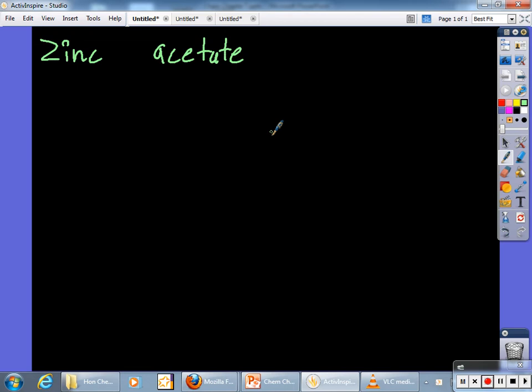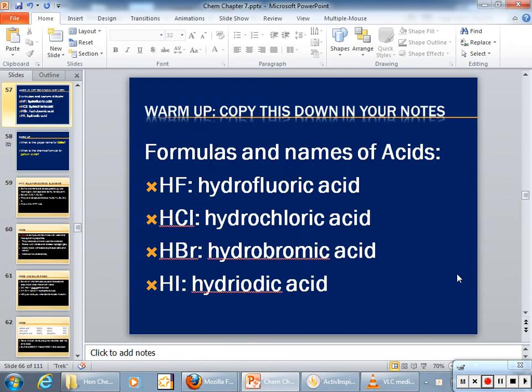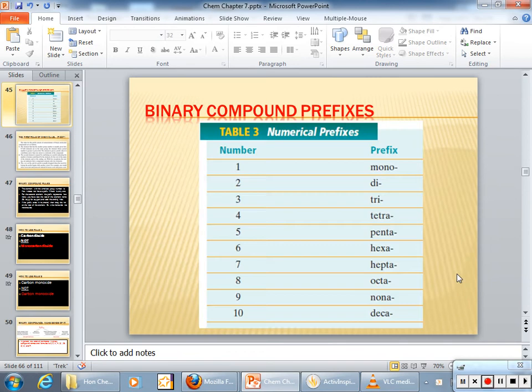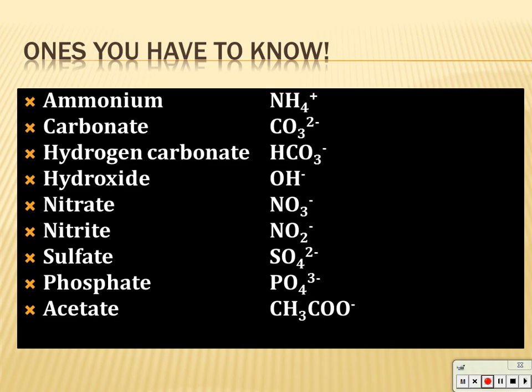Okay, so zinc acetate. First, let me bring up the chart with all the polyatomic ions. Yeah, I think acetate is wrong. Yeah, acetate's just -1, I think. So here are all the polyatomic ions you have to know for the test. Again, these are the only ones that will be on the test. This is it. These 9. So acetate's on the bottom here. CH3COO minus. So that's the charge for acetate.